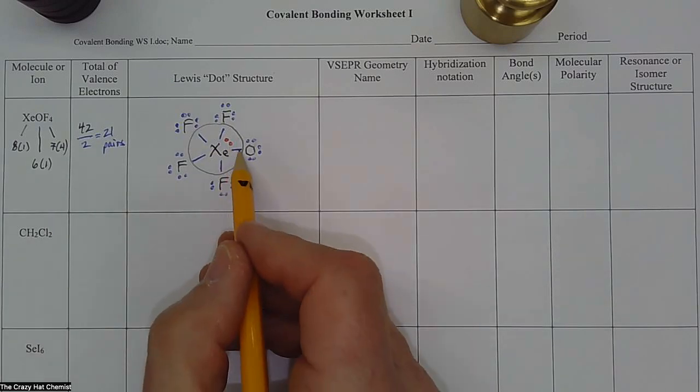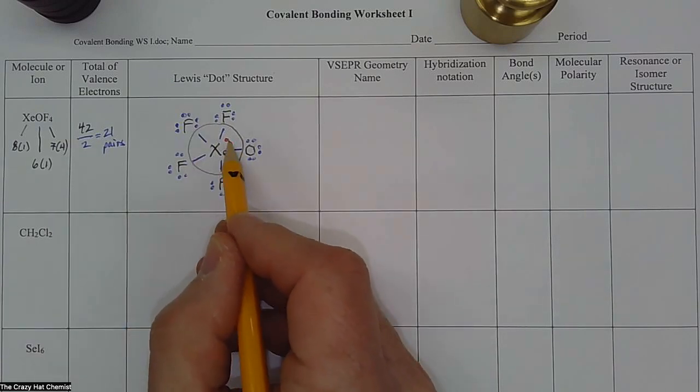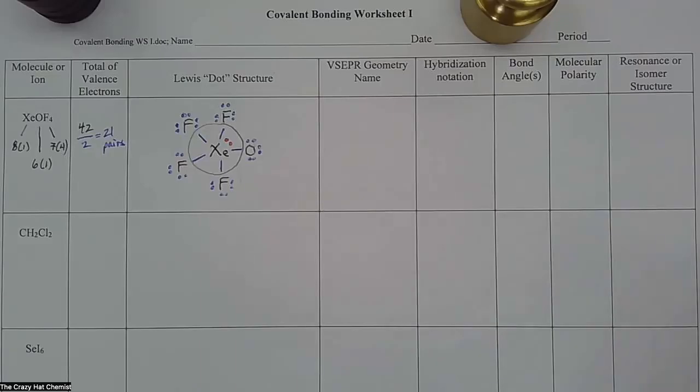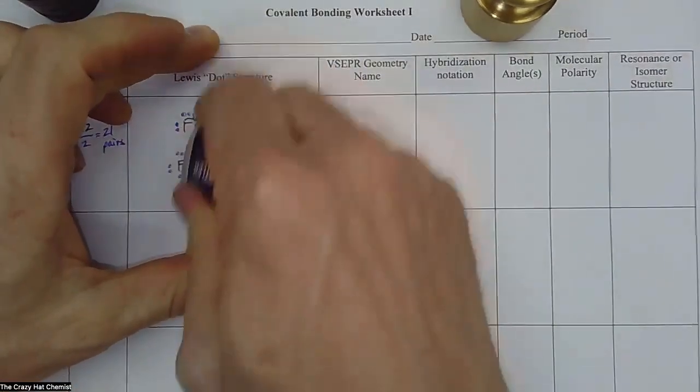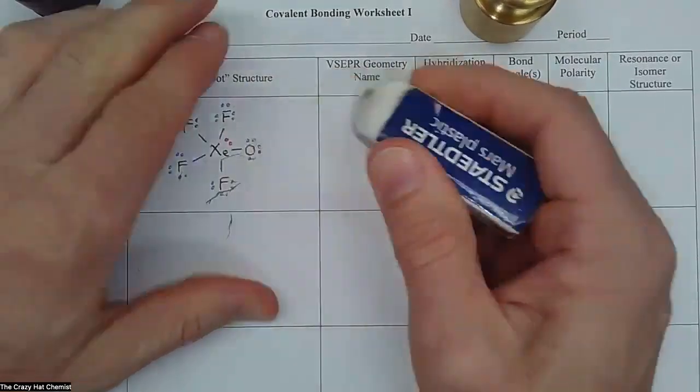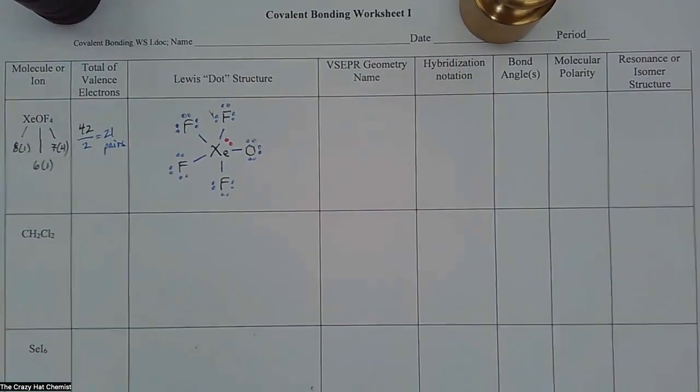Well, it has 2, 4, 6, 8, 10, 12 electrons. That's certainly greater than an octet. Can it have greater than an octet? Well, xenon is period 3 or greater. So that's period 3, period 4, period 5, period 6, period 7 on the periodic table. And anything that is period 3 or greater can exceed the octet rule.